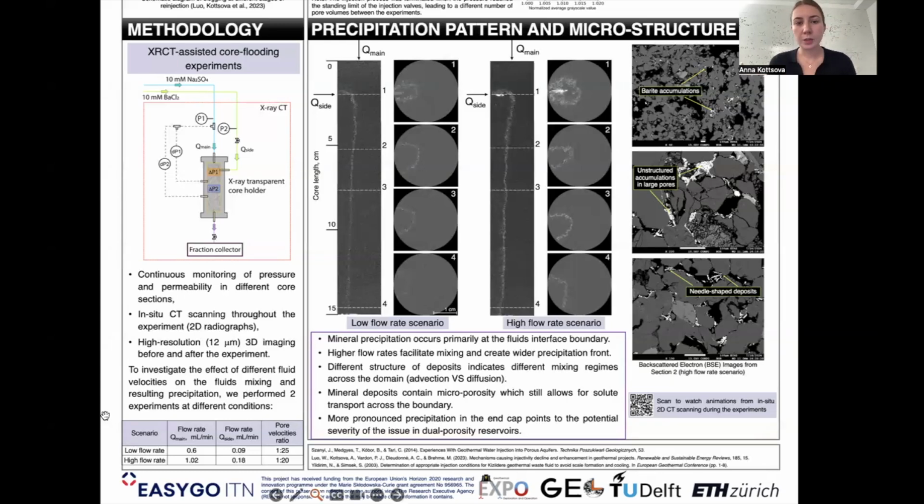In this work, I present results of the two experiments. I refer to them as low and high flow rate scenarios. You can see the details on the table, but these two experiments also allow us to look at the dynamics of the system when we change the fluid velocities and how it affects the mixing and the results in precipitation.